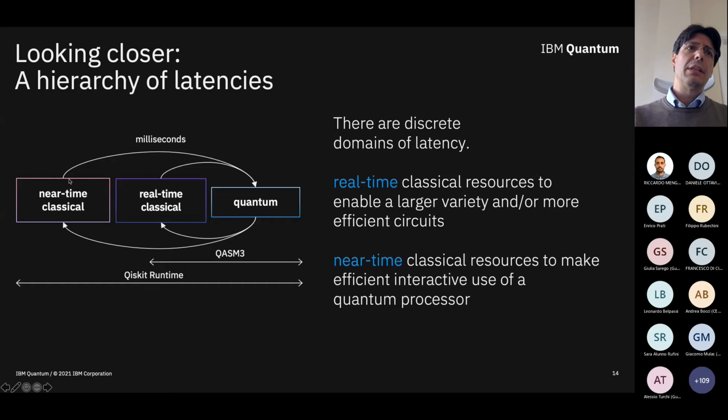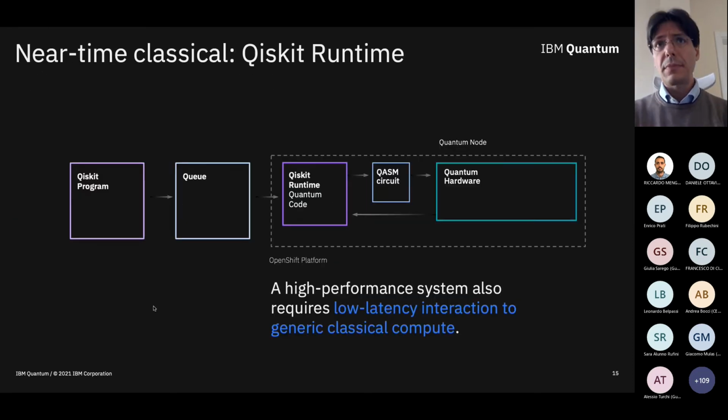And also very important, this near real-time classical component, which is the Qiskit Runtime, which we introduced just on some of our quantum systems last spring. And during the Quantum Summit, we announced that the Qiskit Runtime will be available for all the IBM systems. What's Qiskit Runtime? Qiskit Runtime brings classical computation near to the quantum hardware, and it seems to be really useful for some kinds of algorithms, for example, variational algorithms.